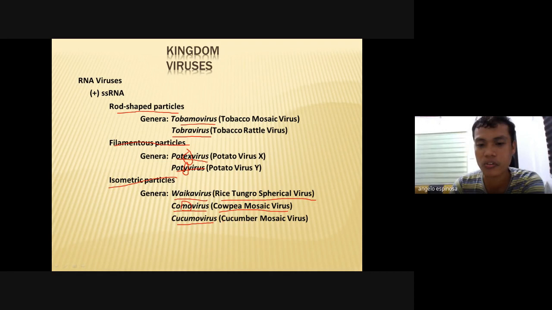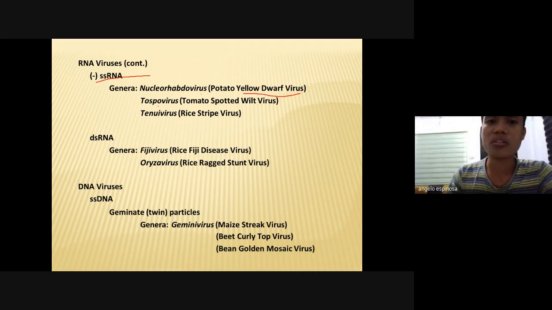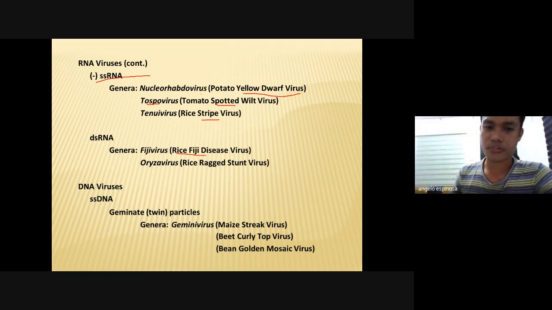Okay, next we have RNA. Continue tayo. Ang kanyang RNA naman, ribonucleic acid, we have genera nucleorhabdovirus for potato yellow dwarf virus. For Tospovirus naman, tomato spotted wilt virus. Then, tenuivirus for rice stripe virus. Okay? And for Fijivirus, no? For rice Fiji disease virus. And for oryzavirus is the rice ragged stunt virus.